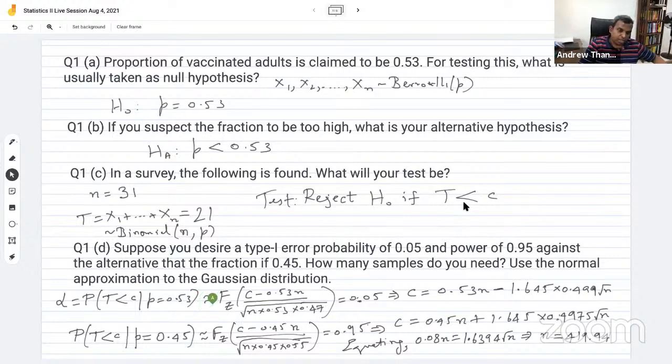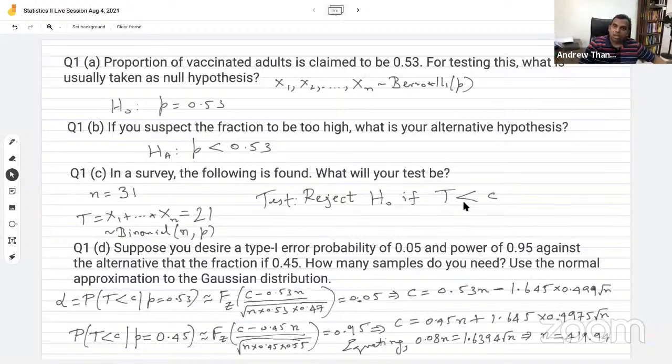And what is my approximation? I'm approximating the binomial distribution to be normal with mean 0.53n and variance n times 0.53 times 0.47. How did I get 0.47? It's 1 minus p, 1 minus 0.53. Notice how I'm approximating this probability: the probability that T is less than c is FC of (c minus 0.53n) divided by the square root of this.